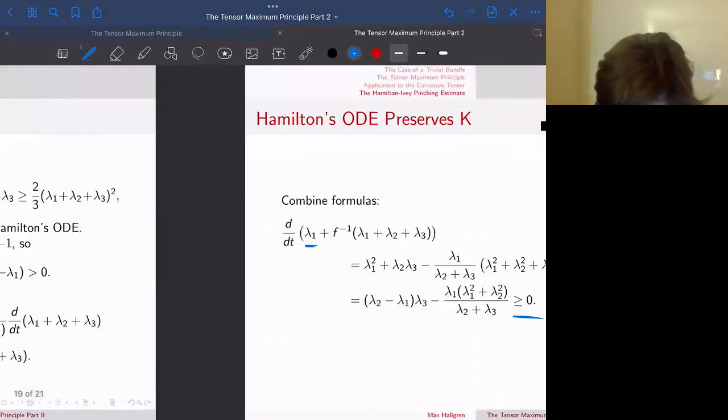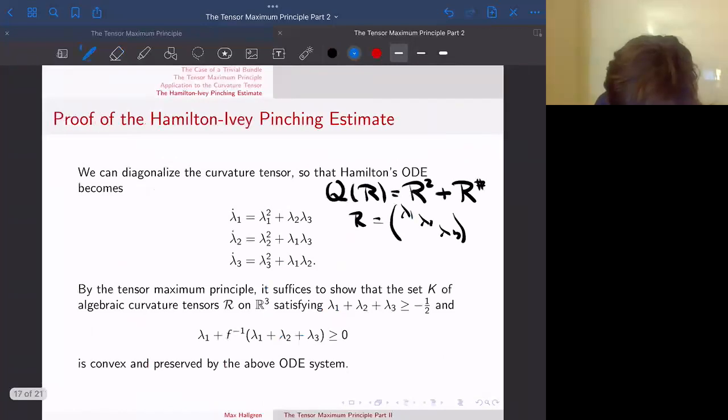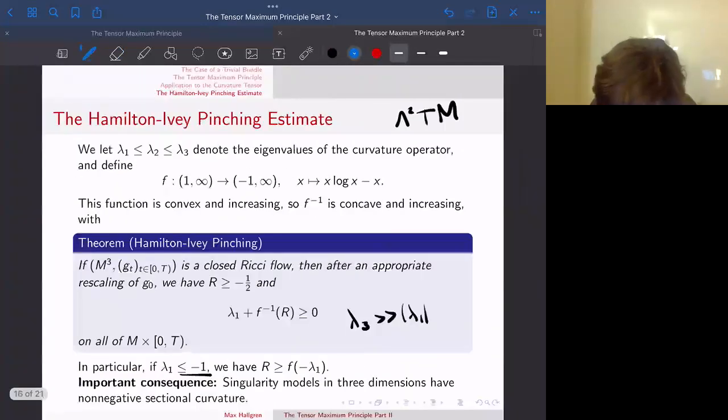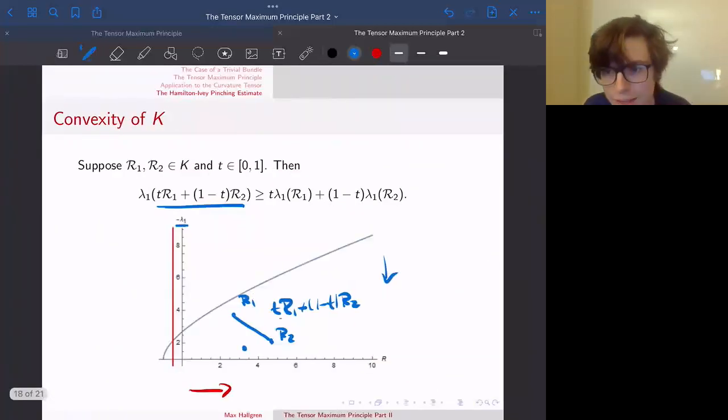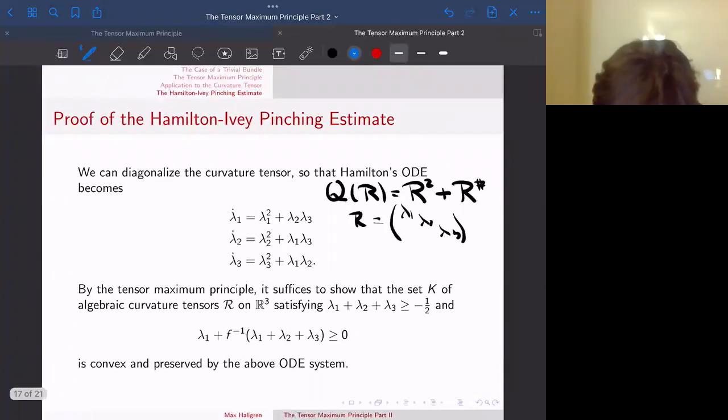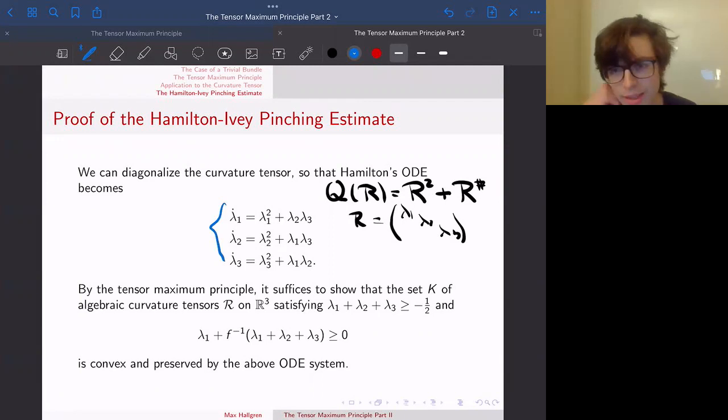So basically we reduced this Hamilton-Ivey pinching to showing that we have this convex set, and then just ODE analysis. Yeah. So, okay, that's the basic idea.